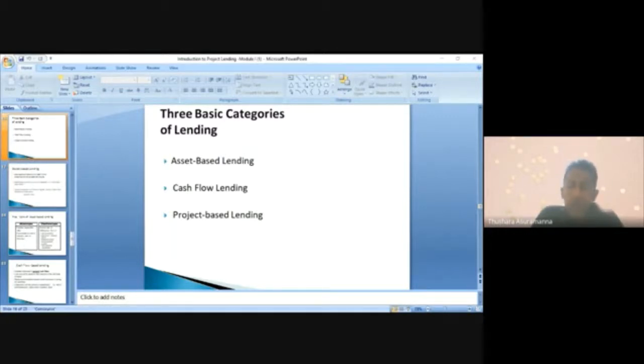Then we moved to a bit of introduction, and there we discussed why project financing is important, right? And the nature and importance of project financing, the cycle of the project, and then we discussed briefly the different steps of project financing as well. So we came to a level where we started learning about basic categories of lending. There were 4: asset, cash, project, and fee-based lending. So we discussed fee-based lending and asset-based lending last week, and we are about to discuss cash flow-based lending and project-based lending.